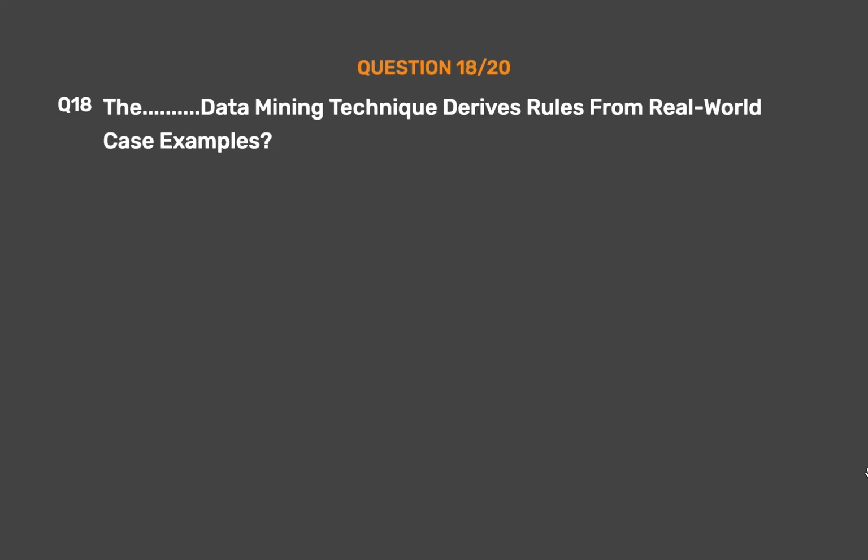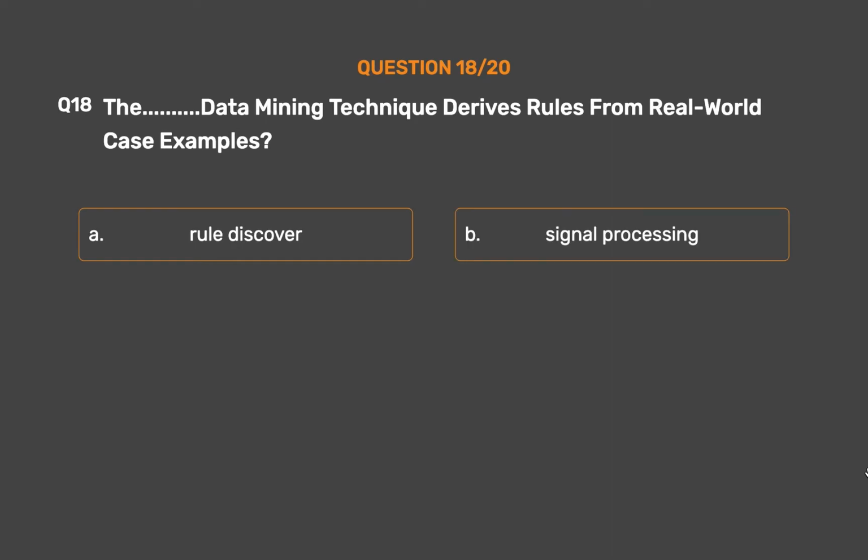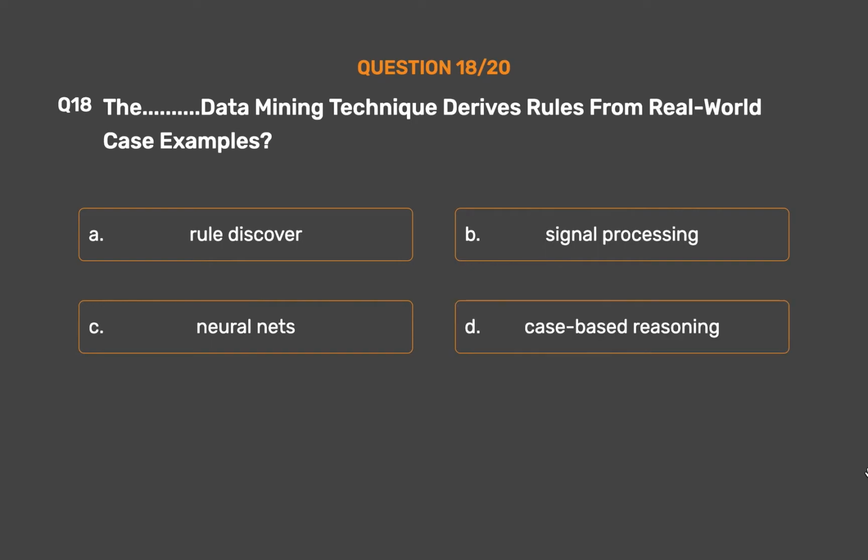Question number 18. The data mining technique derives rules from real-world case examples. Option A. Rule discover. Option B. Signal processing. Option C. Neural nets. Option D. Case-based reasoning.